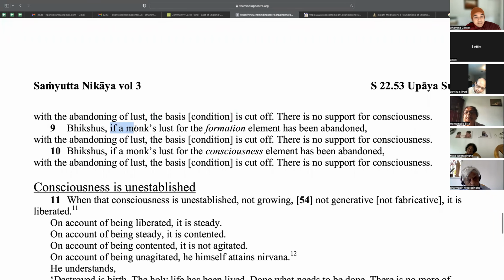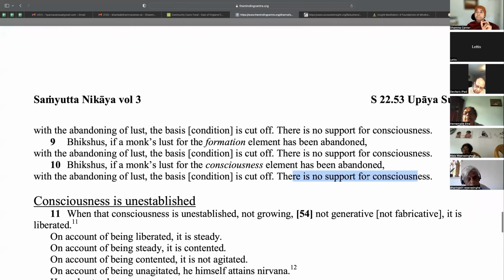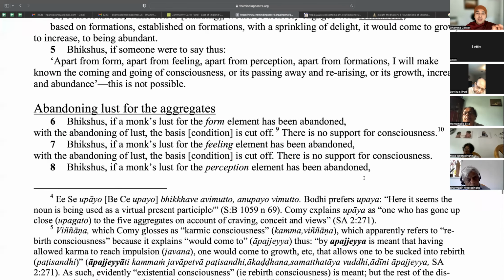Because if a monk's lust for formation element has been abandoned, with the abandoning of lust, the basis is cut off. There is no support for consciousness. Bhikkhus, if a monk's lust for consciousness element has been abandoned, with the abandoning of lust, the basis is cut off. There is no support for consciousness. Now, what does this mean?